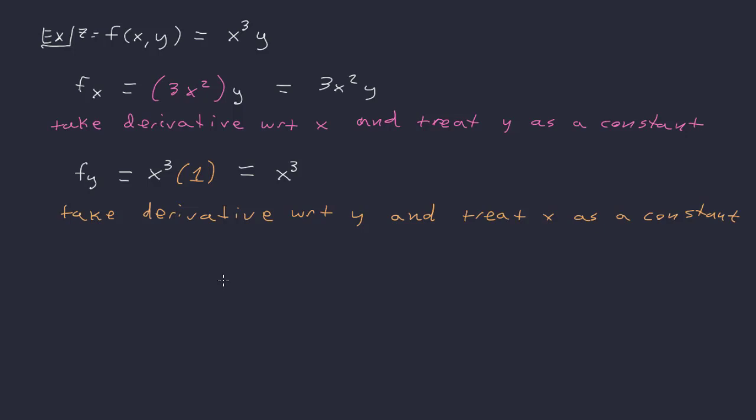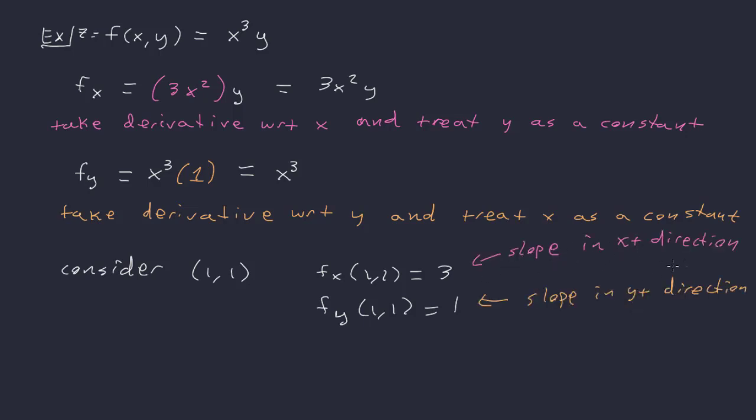All right, so to show you what's going on, I want to show it on a graph. Let's just do the point 1, 1. At the point 1, 1, f sub x at 1, 1 is going to be 3, and f sub y at 1, 1 will be 1. So remember, this is the slope in the x direction and the y direction. It's technically the slope in the positive x direction and the positive y direction. That's going to make a difference when we're talking about surfaces, like what direction we're facing in. And with these partial derivatives, it's always the positive x and y directions.